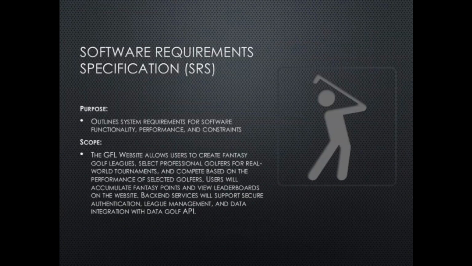application. For the software requirements specification, the purpose outlines system requirements for software functionality, performance, and constraints. For the scope, the Golf Fantasy League website allows users to create fantasy golf leagues, select professional golfers for real-world tournaments, and compete based on the performance of selected golfers. Users will accumulate fantasy points and view leaderboards on the website. Backend services will support secure authentication, league management, and data integration with the Data Golf external API.